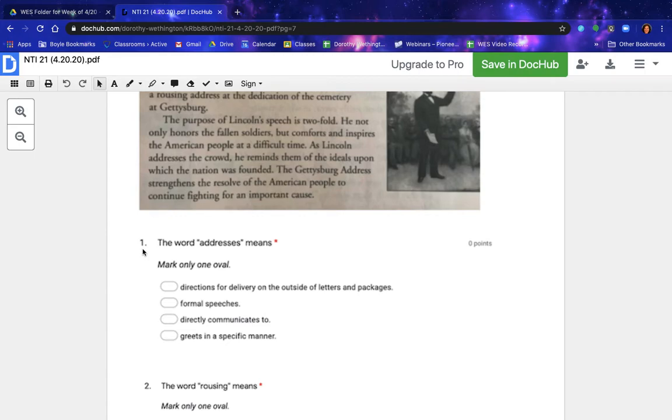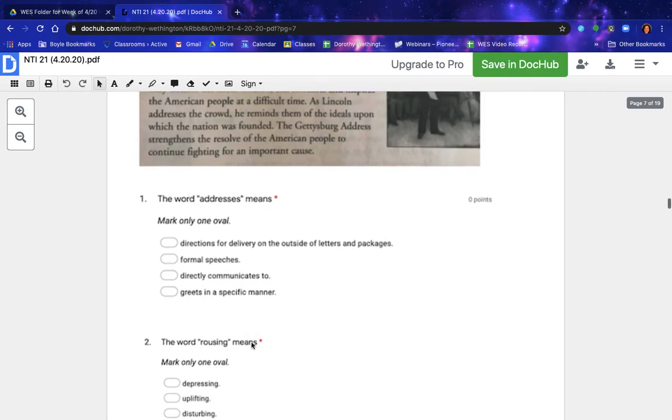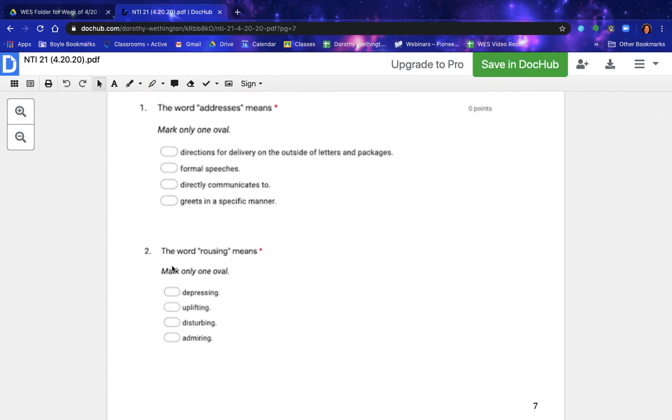Question number 1. The word addresses means directions for delivery on the outside of letters and packages, formal speeches, directly communicates to, or greets in a specific manner. Number 2, the word rousing means A. Depressing, B. Uplifting, C. Disturbing, or D. Admiring.